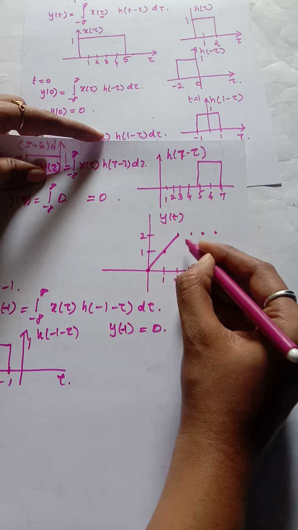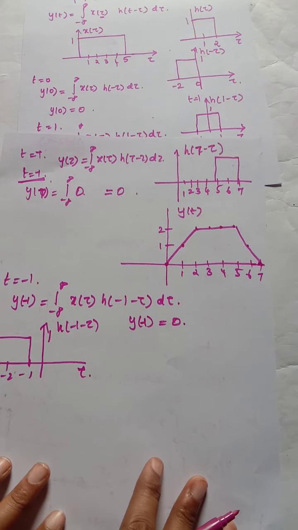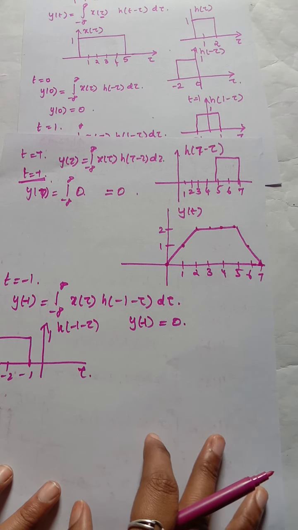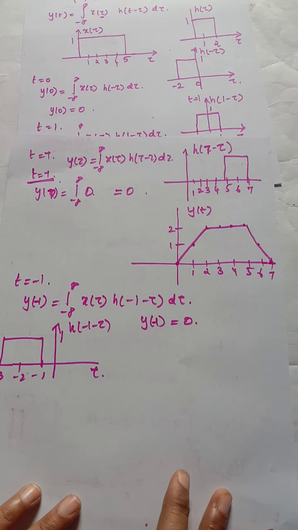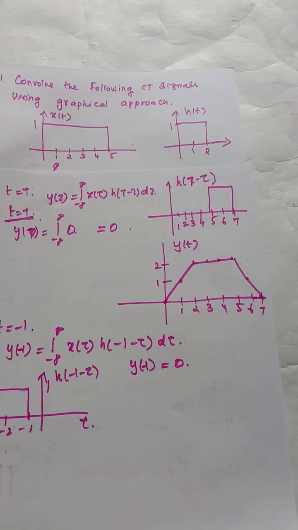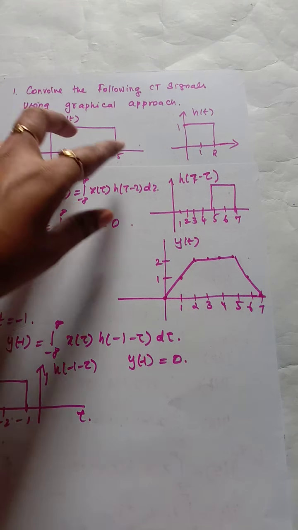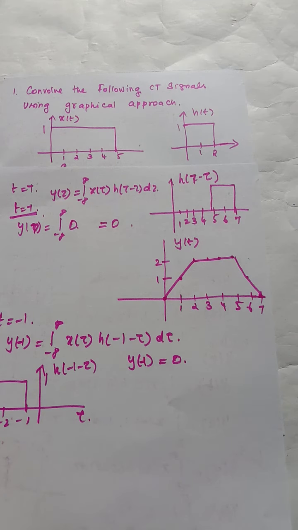Now you need to join these points. So what you will get is the output in this structure. Okay, so this is the procedure. So the inference you have obtained is, when you convolve these two signals you will get this resultant signal. So that is the thing you need to understand from this.